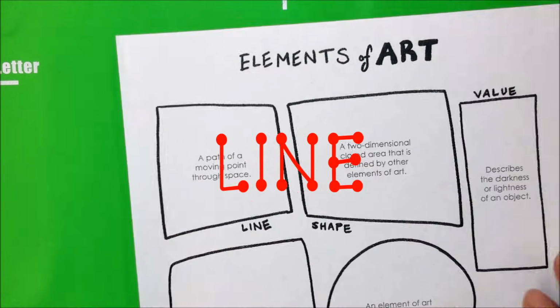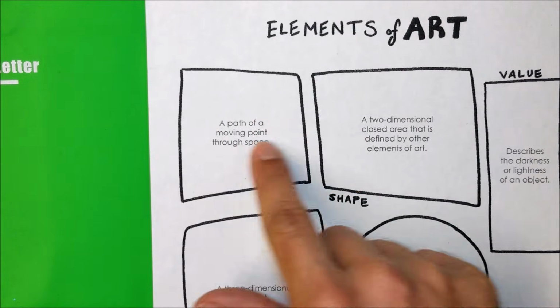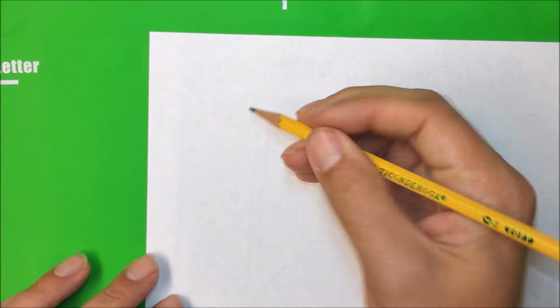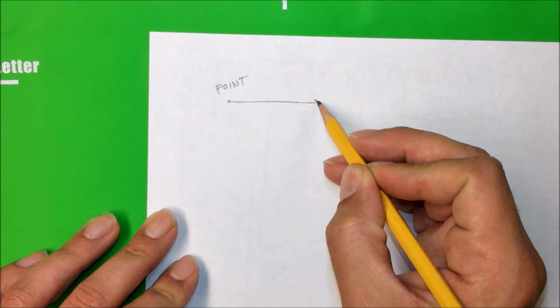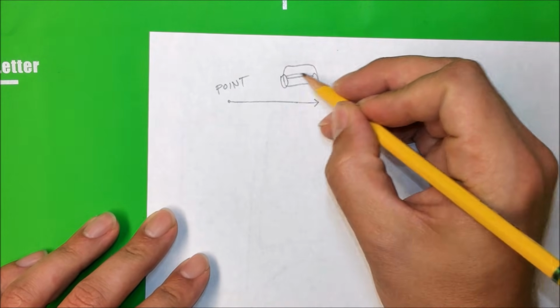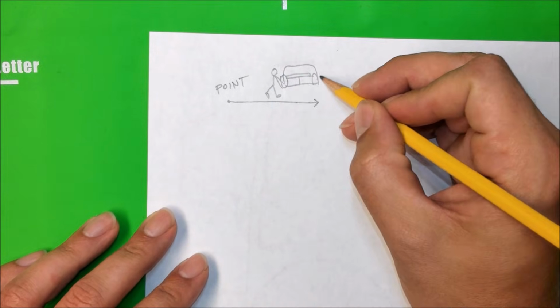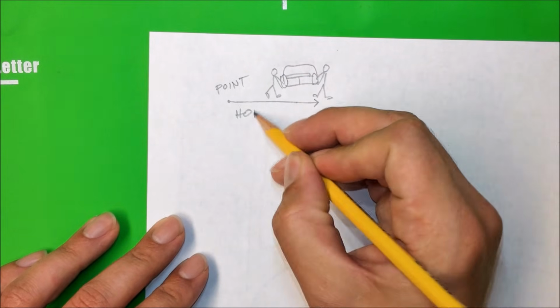The first one being line. Line is a path of a moving point through space. A point is just a dot. It has no dimensions. However, we can think of it like moving a couch around with a friend: a line traces the path of that point as we move it.